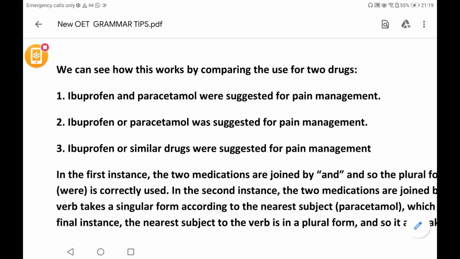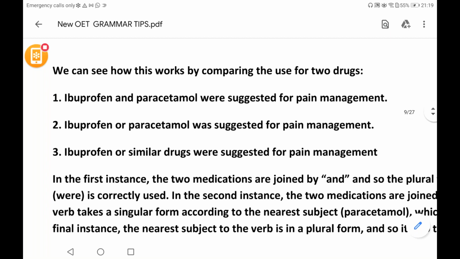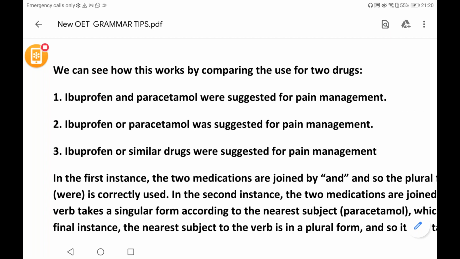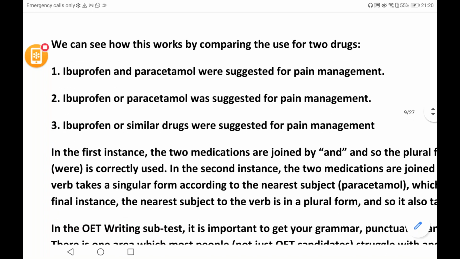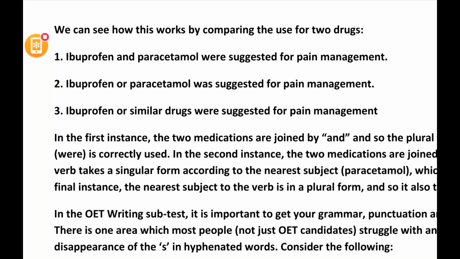राइट रोमी? Yes, just now. Yes, ma'am, you are right. Now I understand, because ibuprofen and paracetamol became plural. That's why it's using were. Ibuprofen or paracetamol, which option is left, only one, like either ibuprofen or paracetamol. It still becomes singular. That's why it's using was.